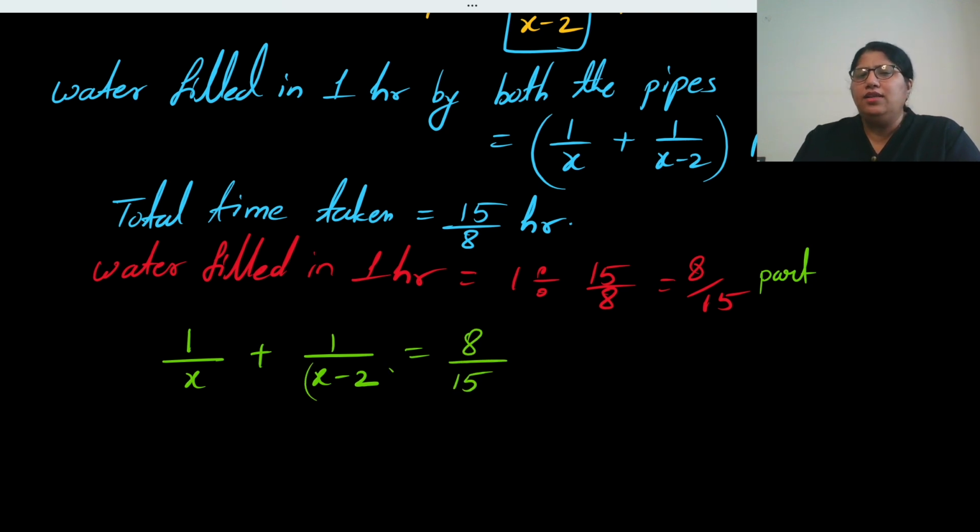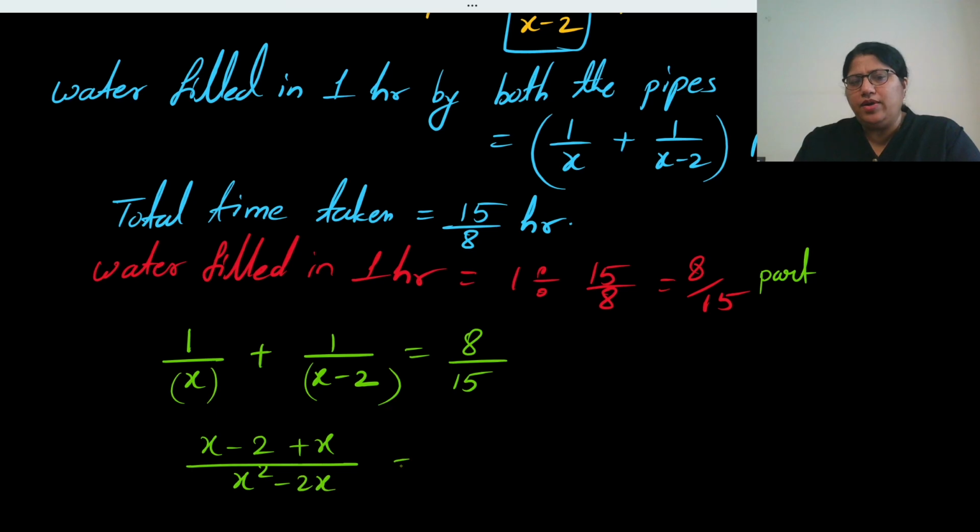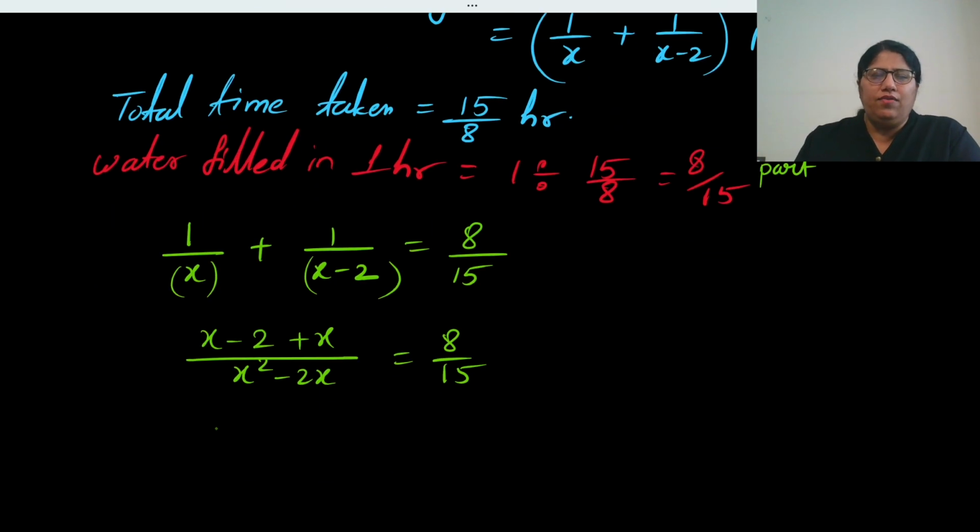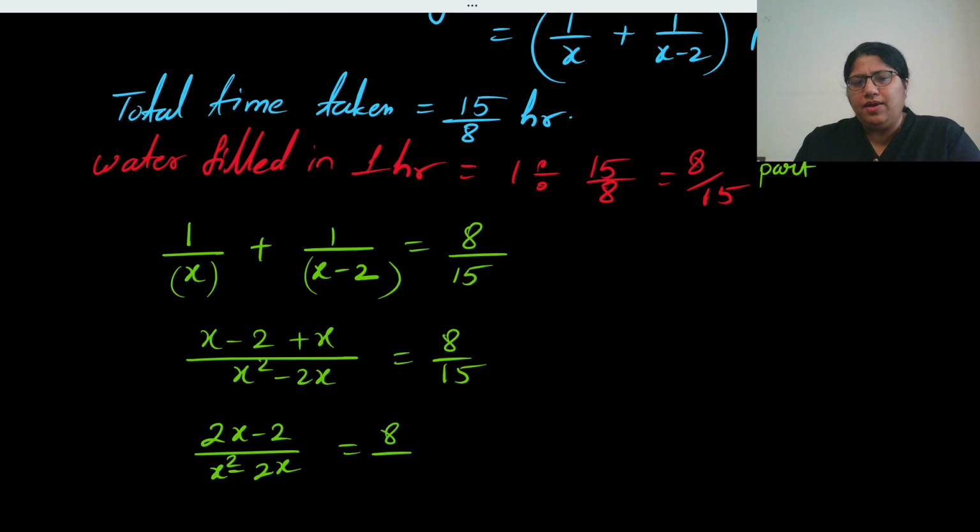Now you got the equation; you need to get the simplest form of the equation. Take it here, find out the LCM. It will be x square minus 2x equals 8 by 15. I have directly opened the bracket. Now if you do the simplification, 2x minus 2 by x square minus 2x is 8 by 15.